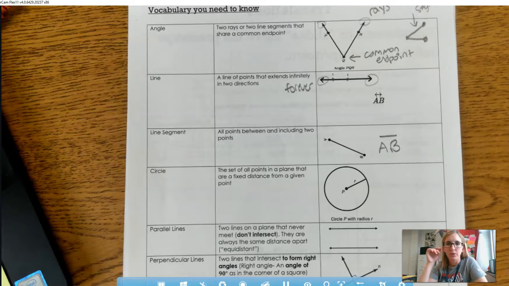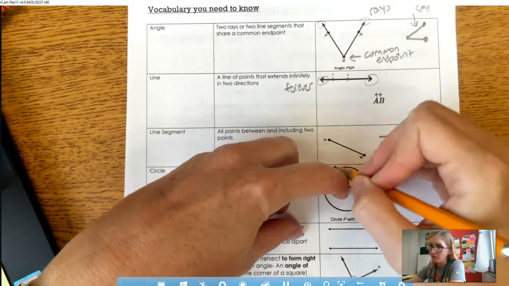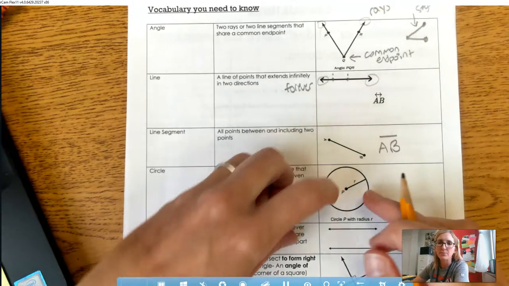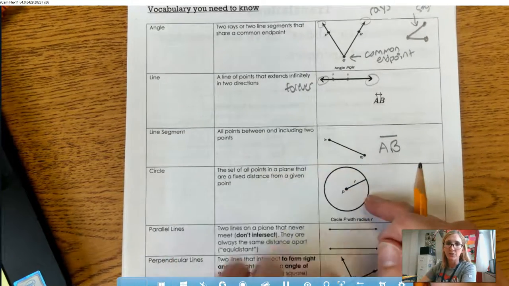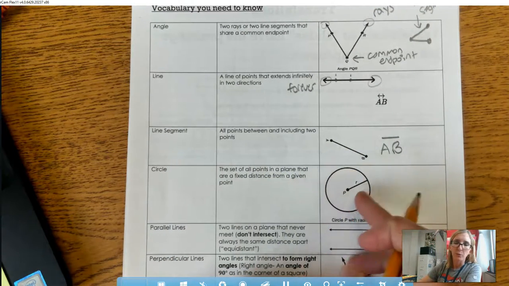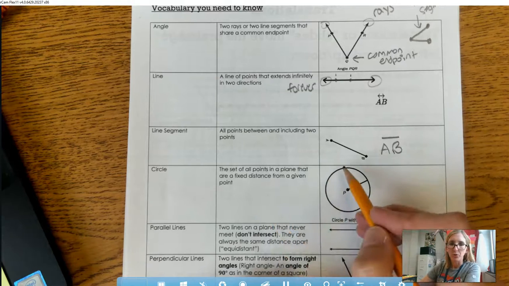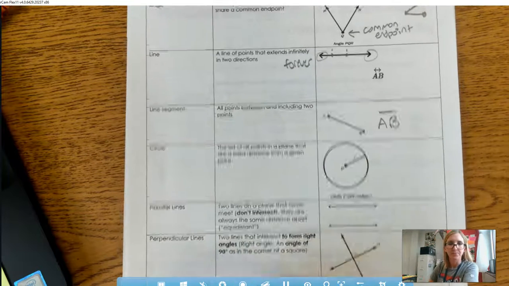All right, a circle is the set of all points in a plane that are a fixed distance from a given point. So you see the circle P, every single point on the circle is exactly the same distance away from the center, right? And that distance is called the radius. So if I were to take this radius and move it all the way around, it would form that circle. So a circle is a set of points that are equal distance from the center.